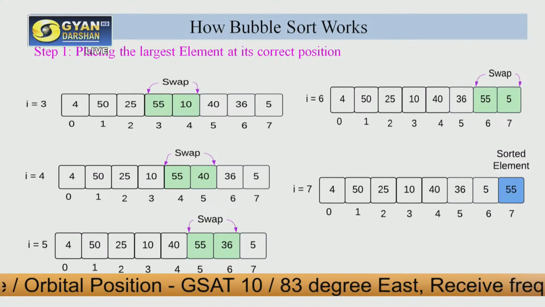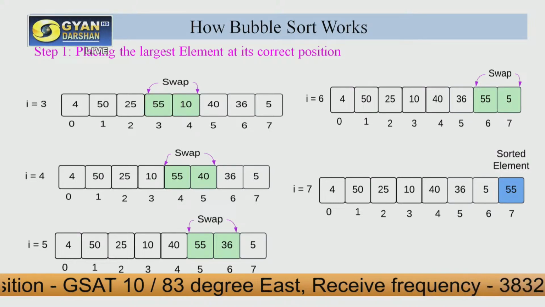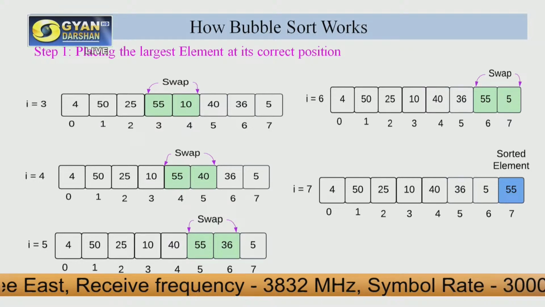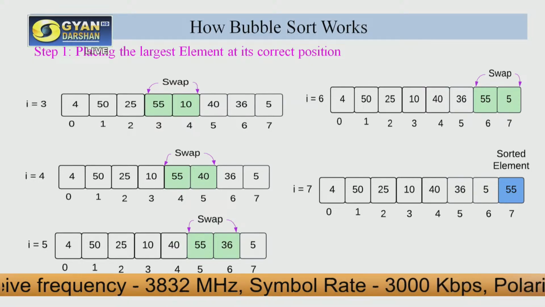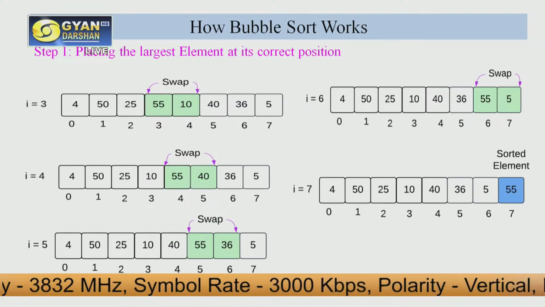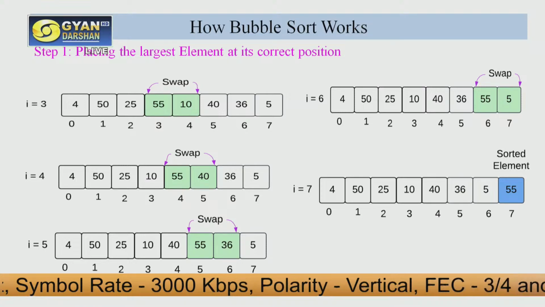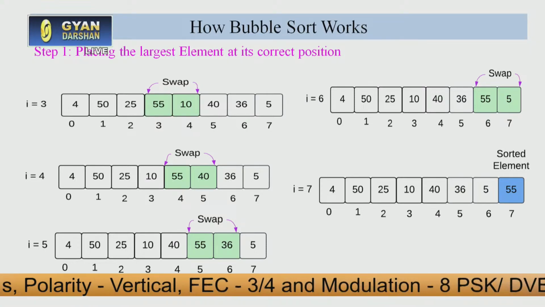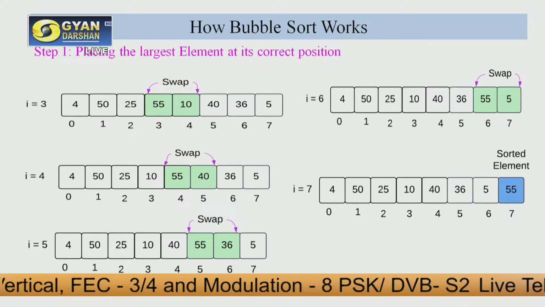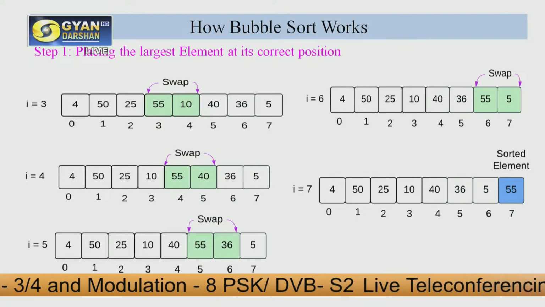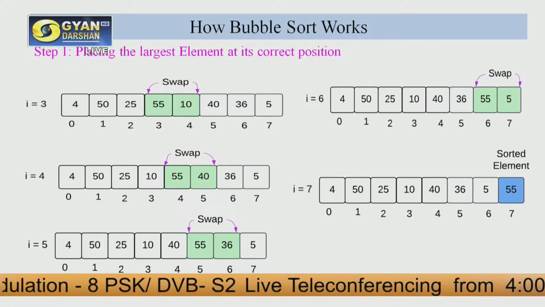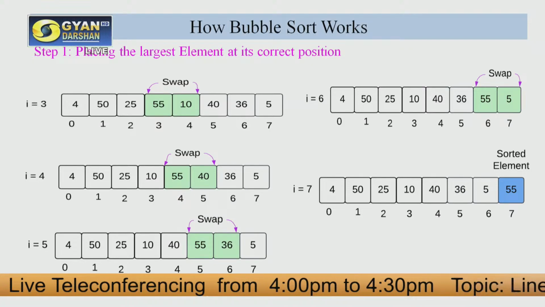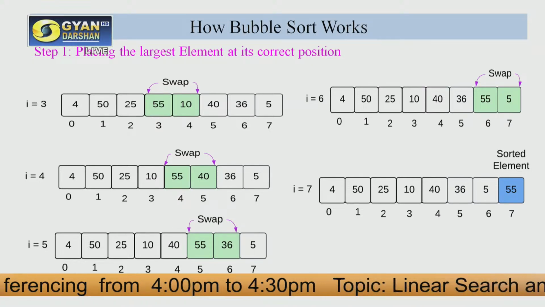So in the last step we can see that 55 is placed at its appropriate place. 55 is the largest element, and it is placed at the last position. Now, except for the 55, the remaining elements are still in unsorted order. So what will we do? We will repeat the same process in the next pass.